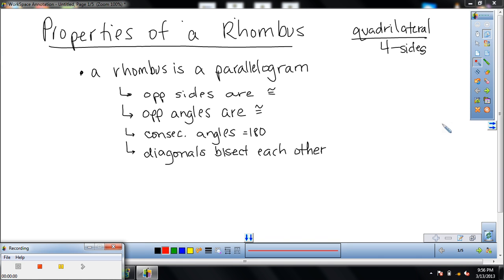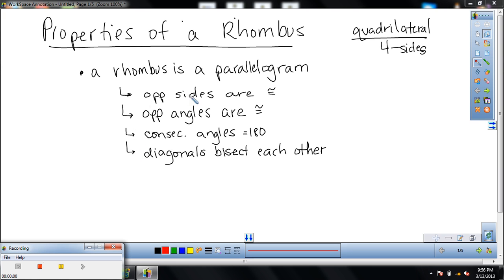Okay, so today we are going to talk about the properties of a rhombus. A rhombus is a quadrilateral, which we've already discussed, is a four-sided figure. In the last lesson we discussed a parallelogram, which was a four-sided figure that had two sets of parallel sides, as well as these four properties.